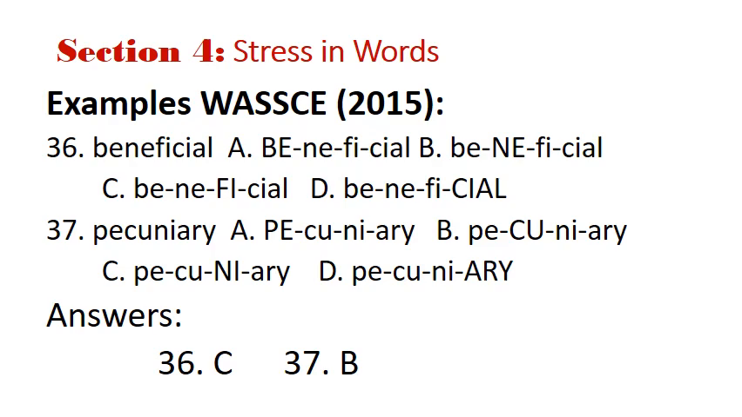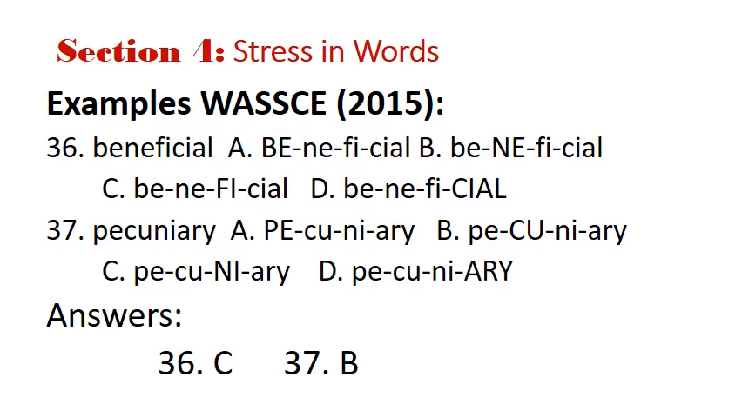Items 36 and 37 are drawn from the 2015 past question. For item 36, what is given to me is spelled beneficial. And the word is pronounced beneficial. If we go by what is given and I want to use the options to pronounce, option A will give me one stress pattern, option B another, option C another, while D will give me yet another. So option C would be taken as the answer in this instance.